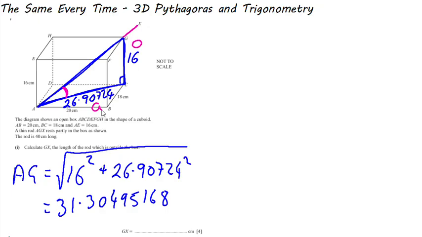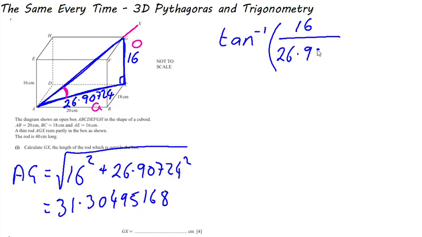So it's going to be tan, isn't it? So to find the angle, that will be the inverse tan, O and A, that's tan. O over A, so 16 over 26.90724.